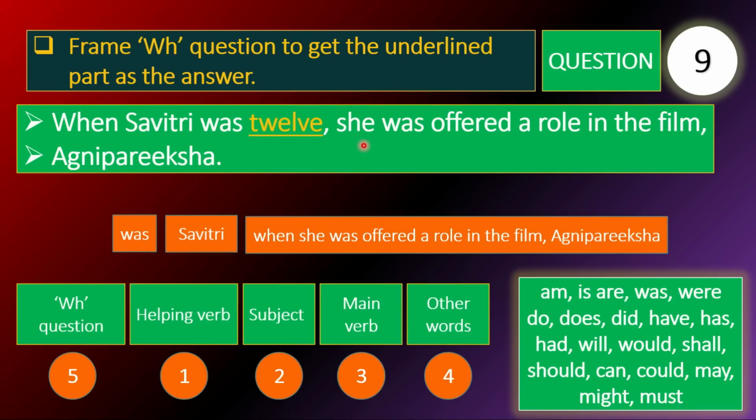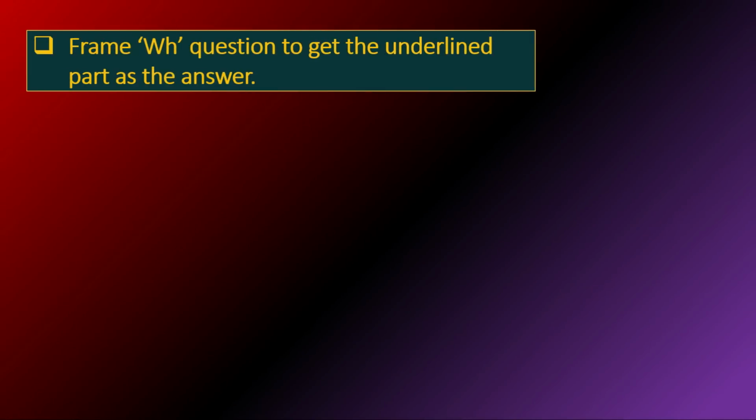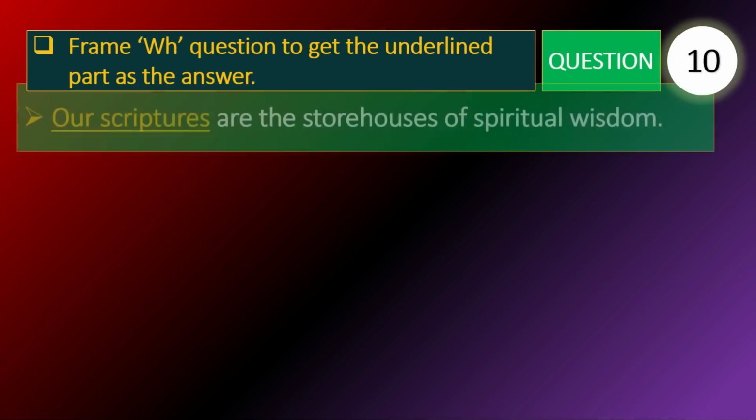Was Savitri when she was offered. We have brought when here to the beginning here. When she was offered a role in the film Agni Pariksha. And you put a question mark. Now you use the WH word at the beginning. How old? It's not a word actually, WH phrase. How old was Savitri when she was offered a role in the film Agni Pariksha? Let's look at number 10.